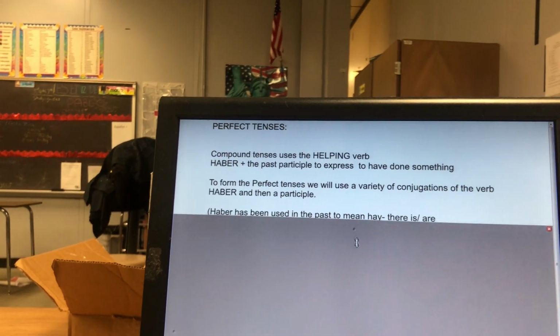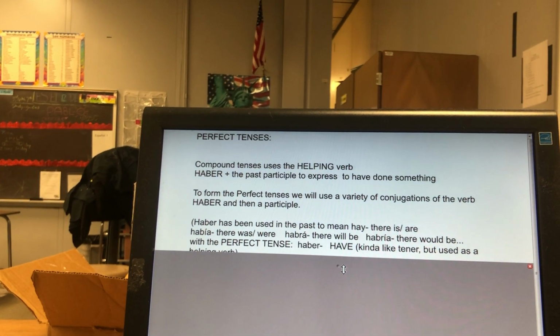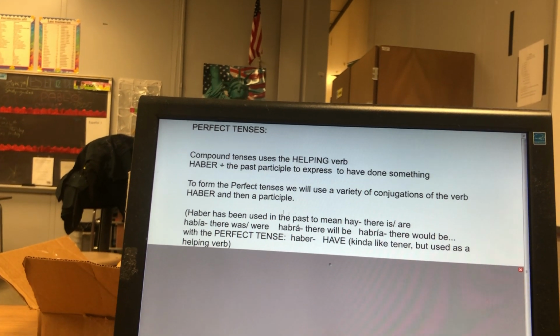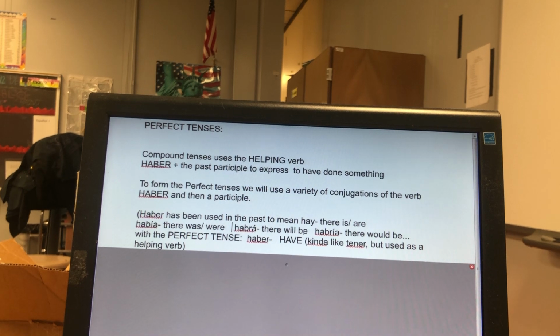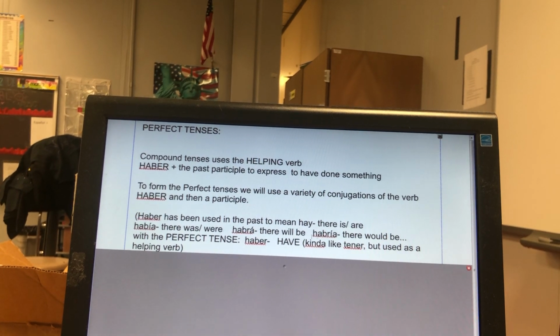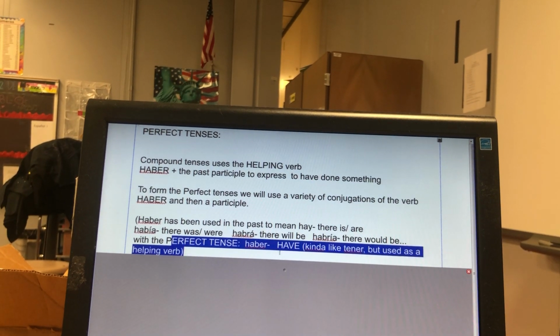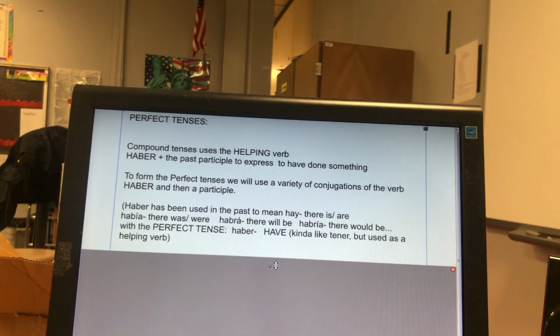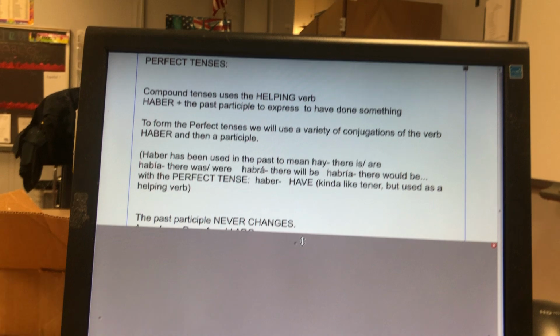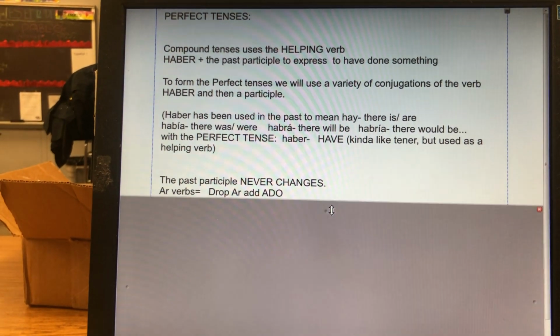We've used haber before. We've used it as in there is, there are, or había, there was, there were, or habrá, there will be, habría, there would be. But with the perfect tenses, haber is going to mean have. It's going to be like tener, but we're going to be using haber as a helping verb. The past participle never changes.